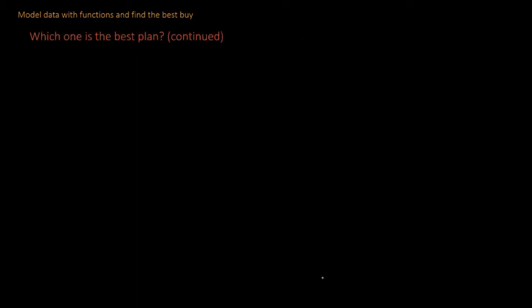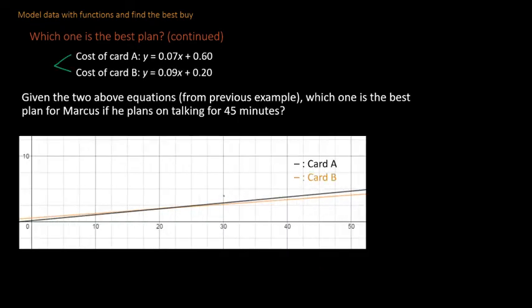Let's consider this another way. So again, this is the same stuff from the last slide, but I want to graph the two equations to give you an idea of what we're solving for. So card A is the line graphed in black, card B is the one in orange. And I just plugged in these equations to my graphing calculator.